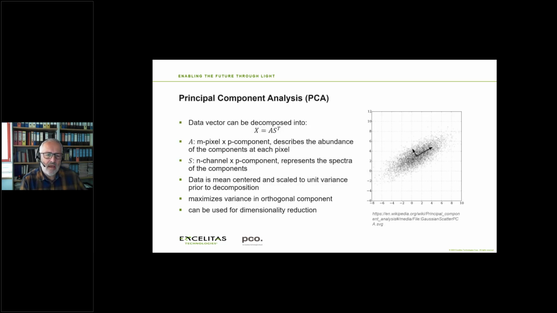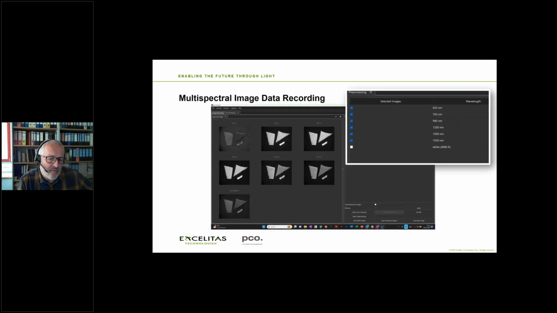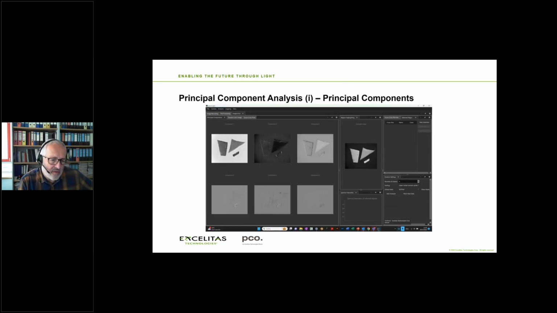And as an example, I would like to show at the end of my part of the presentation this principal component analysis. We've recorded pictures of 3 different leaves at different wavelengths and tried to analyze them. And here you see the different principal components, based on the assumption that 6 components are present.